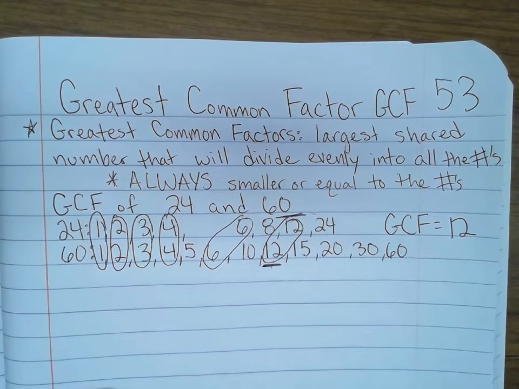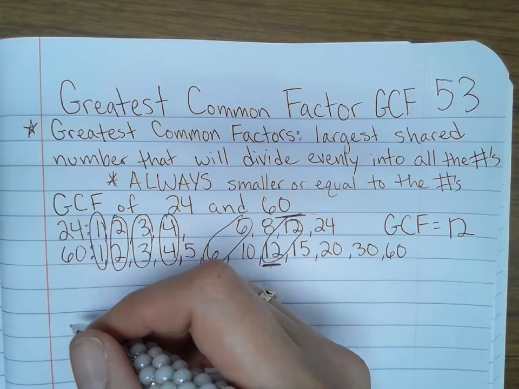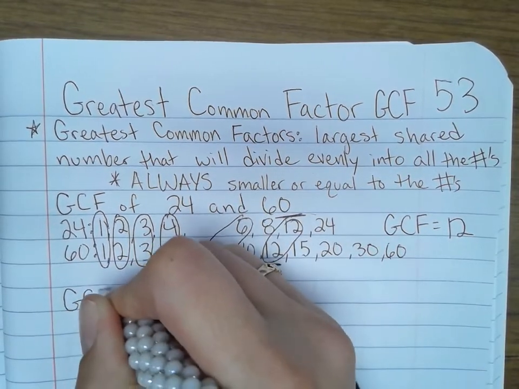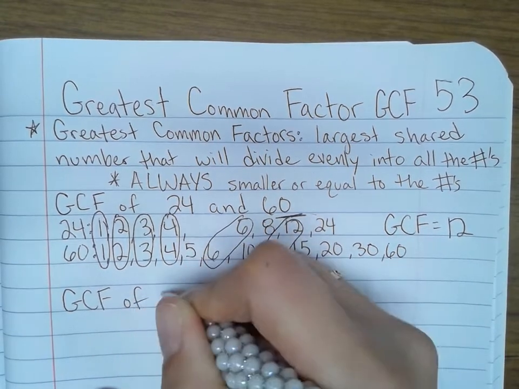Okay, sometimes we can do it of 3 numbers. So we'll try 3 numbers in a minute. We're going to skip a line, and I want you to find the greatest common factor of these two numbers. Let's find it of 15 and 16.